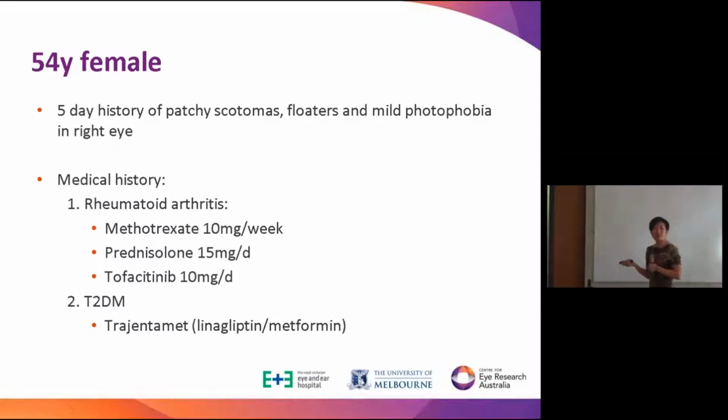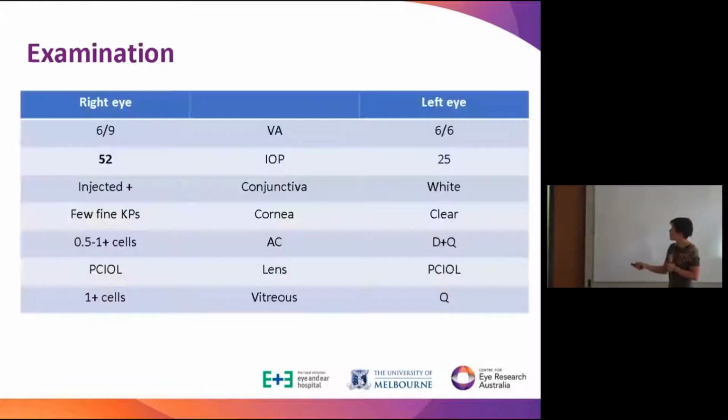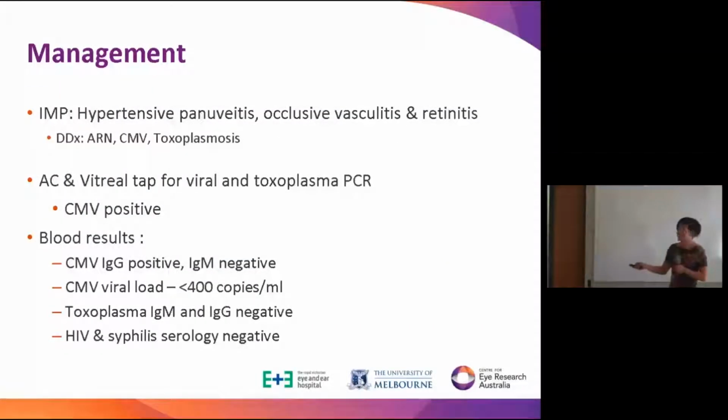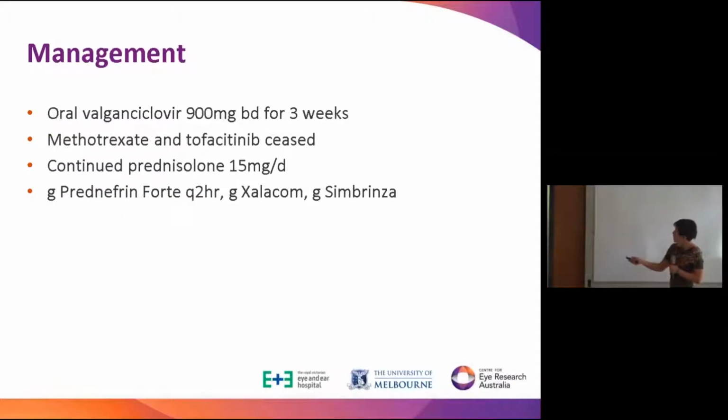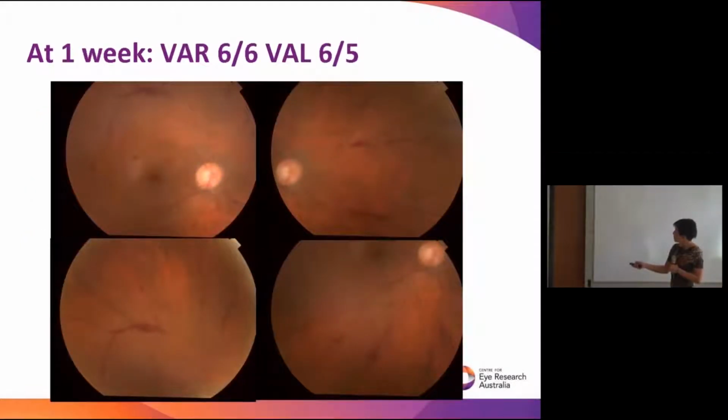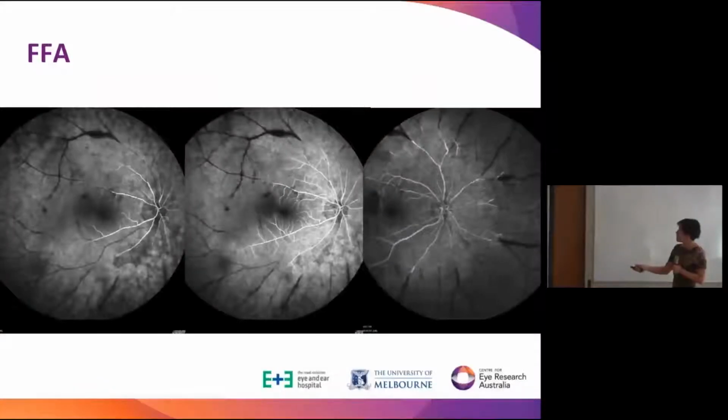I can show you this case, but this is really a poor lady with rheumatoid arthritis on a lot of immunosuppression with tofacitinib, which is a JAK inhibitor, another new form of biologic. She comes in with quite severe uveitis and occlusive retinal vasculitis. What we found was she had CMV retinitis, and this is what it looked like after a week of therapy. This is her angiogram, and you can see she's pretty much pruned off her whole retinal vasculature as a result of her CMV uveitis.